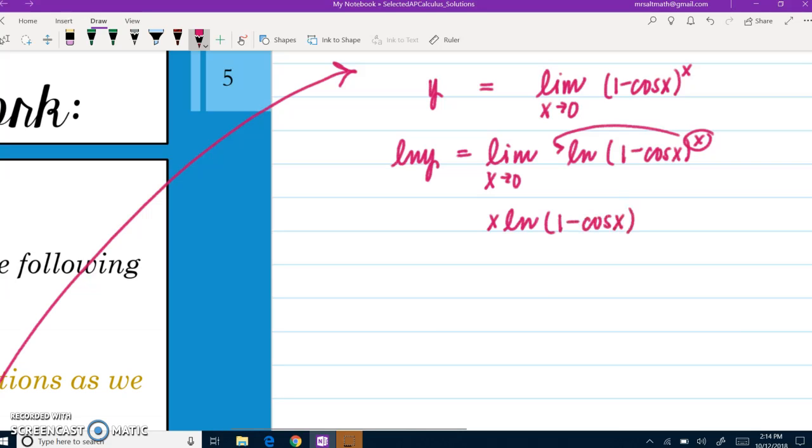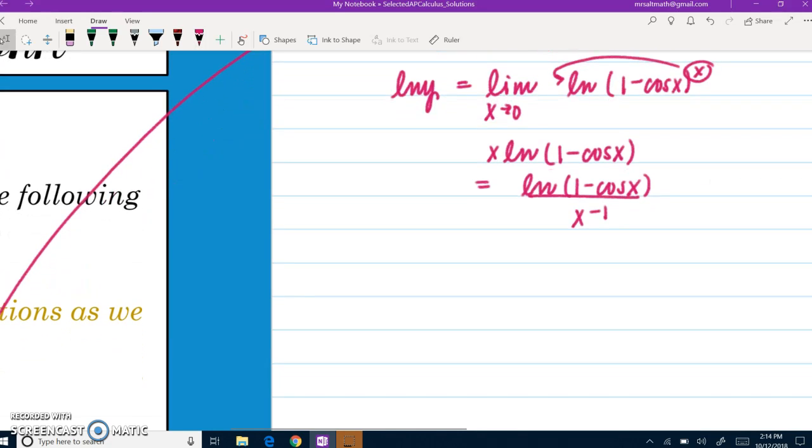At that point, I'm still not in a form where I can benefit from L'Hopital. I need a fractional setup. So what I can then do is bring that x down to the bottom part of the equation by making the exponent on it negative. From there, this is where I'm in the 0 over 0 case for L'Hopital, because natural log of 1 minus cosine of 0, 1 minus 1 would give me that value. And then I've got a 0 down below as well.